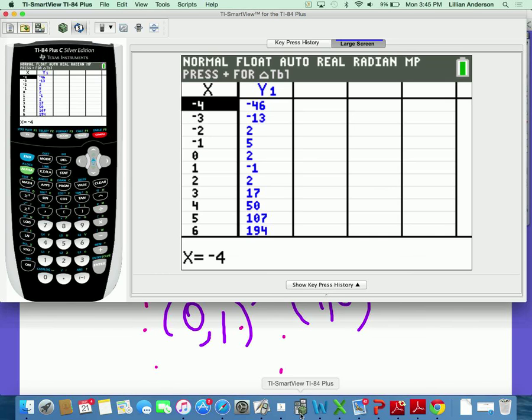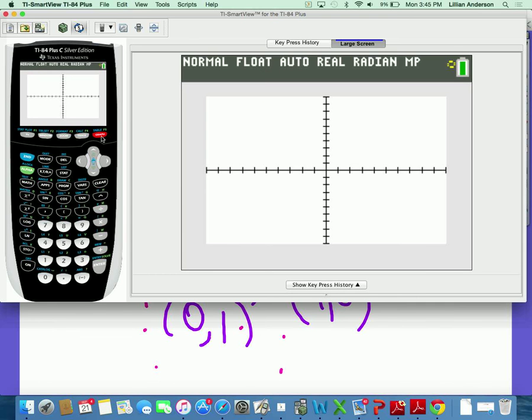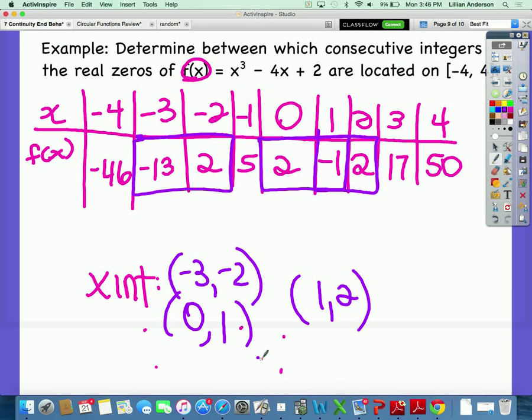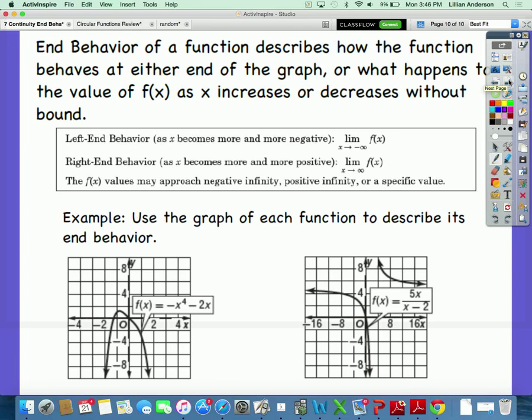And what you can confirm by looking at the graph is that right there between -3 and -2, between 0 and 1, and between 1 and 2, it does cross the x-axis. But whether or not we had a calculator, we could figure that out again by using the intermediate value theorem. The last little bit is end behavior.